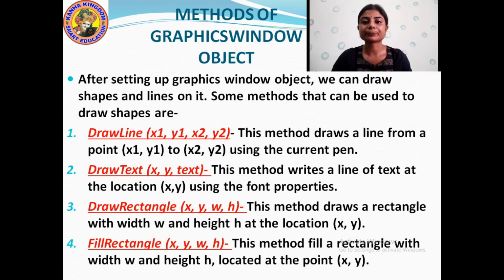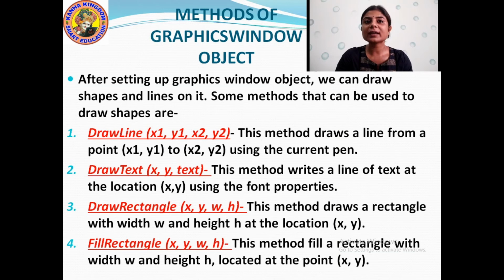In the same way, in this program also, there is a method of drawing a line or drawing a shape. The first one is draw line X1, Y1. This method draws a line from a point X1, Y1 to X2, Y2 using the current pen, the pen that you are using to draw the line.